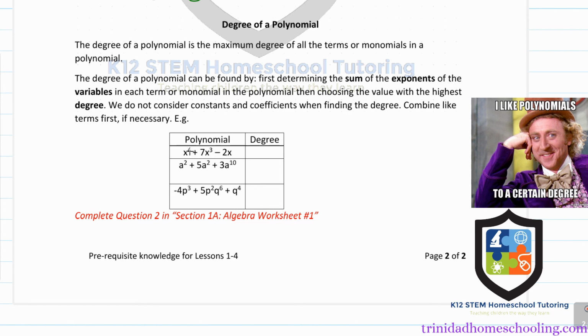Now, we have a 4 here. So in this monomial, we have a 4. In this monomial, the only exponent is a 3. And in this term here, or this monomial, the exponent is a 1. So we have 4, we have 3 and we have 1. Now we choose the one with the highest value, which is the 4. So this 4 is the degree of this polynomial.